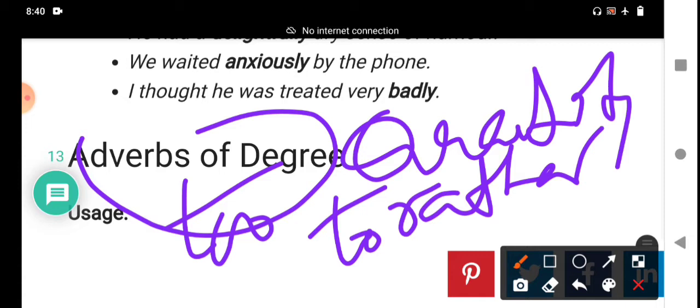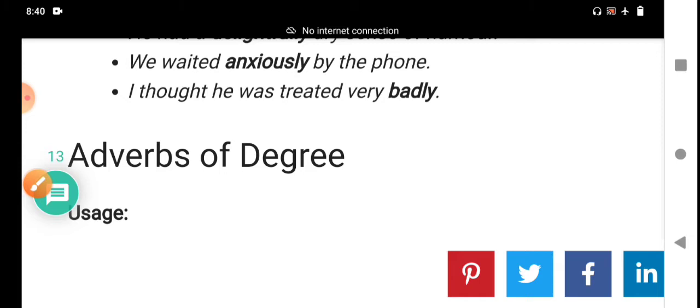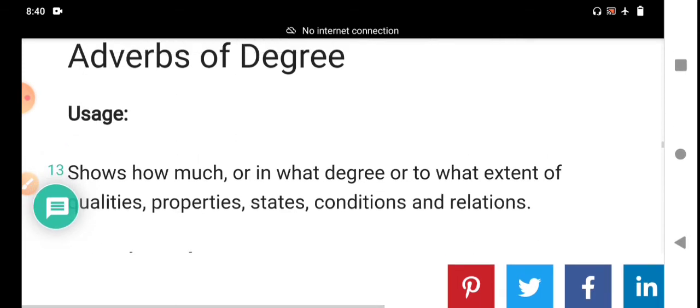For example, I have fully prepared on this topic to explain to you in detail. Fully is an adverb of degree. It comes before a verb, and it comes before an adjective. It modifies an adjective also. Adverb of degree shows how much, in what degree, in what extent.